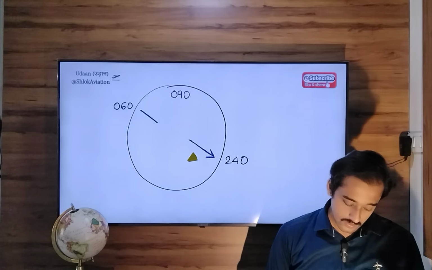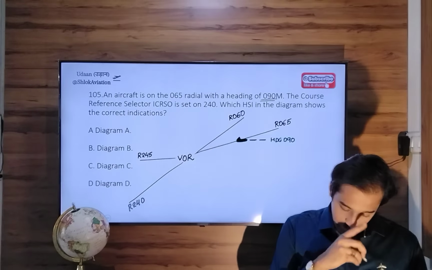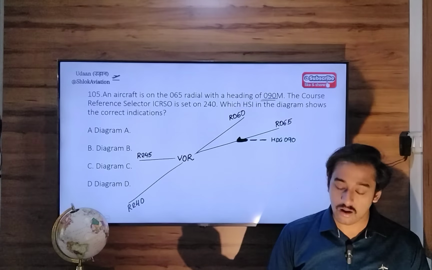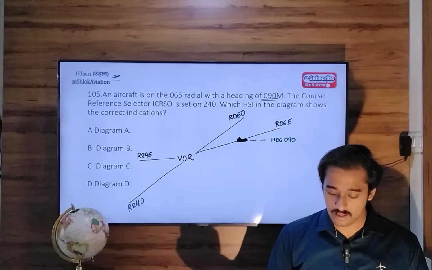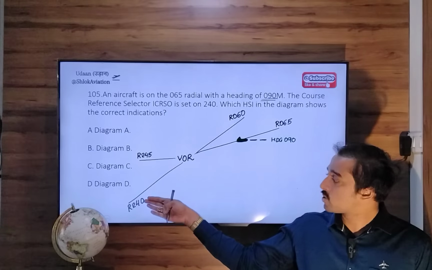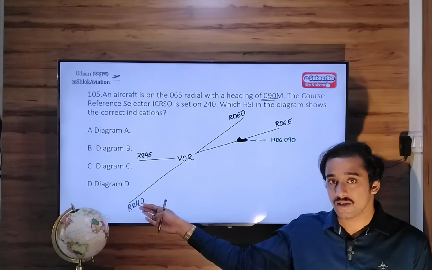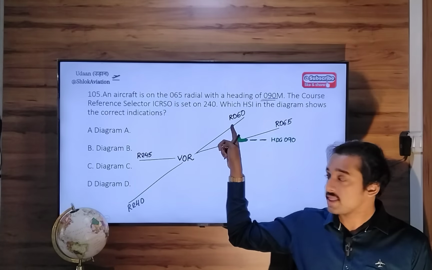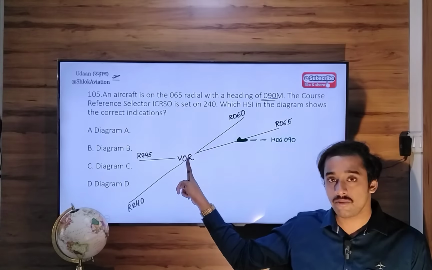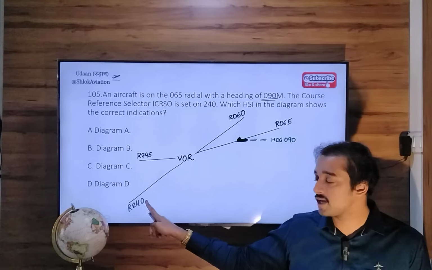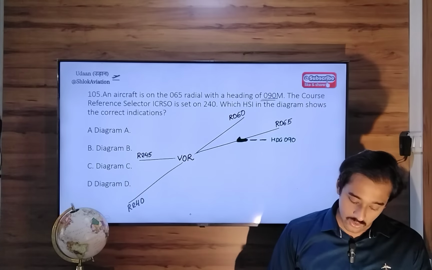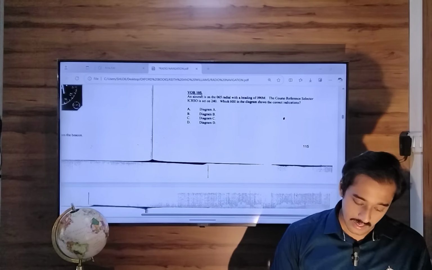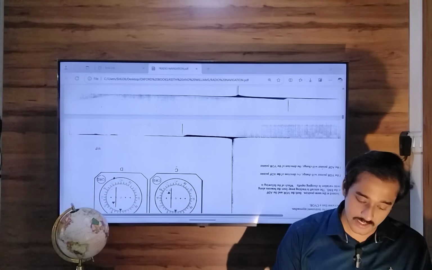Next, what will be the position of the CDI needle? Now, in order to go on to radial 240, you have to first go to radial 060 and then track radial 060 inbound and then go towards that radial 240. So we will see what options we have, and then we will eliminate a few options.